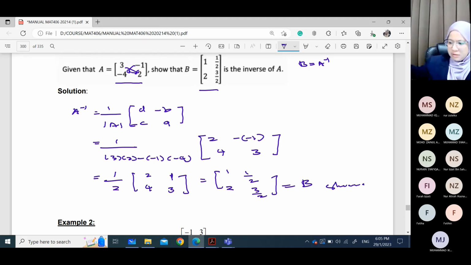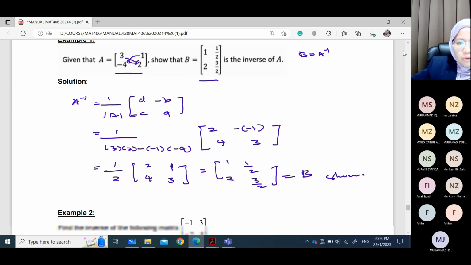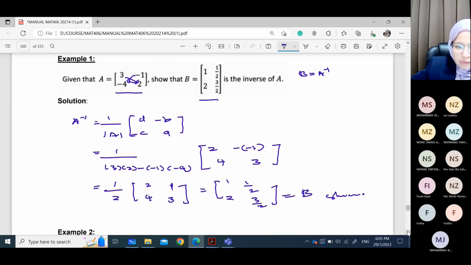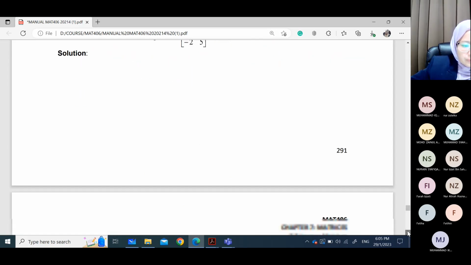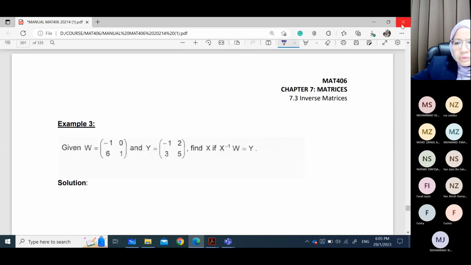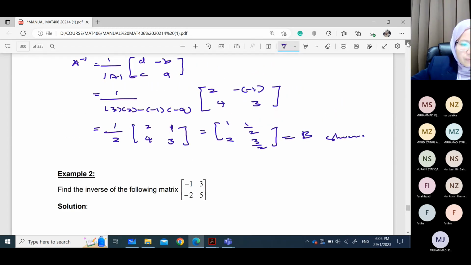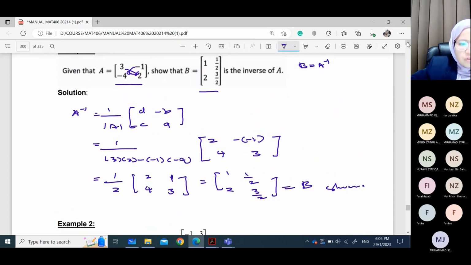Okay, boleh? Ini untuk A inverse for 2 by 2 matrix. Ni pun sama juga macam tadi example 1. Ada soalan tak untuk example 1 ni? Boleh faham? Okey tak kelas? Senyap je. Kesal saya.